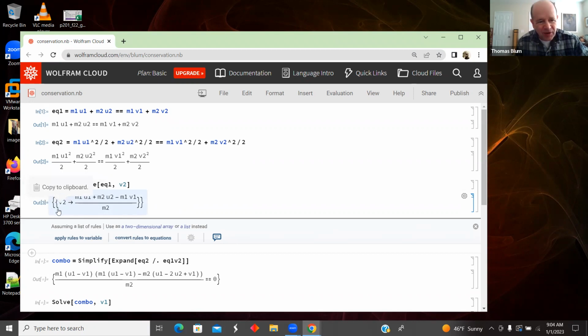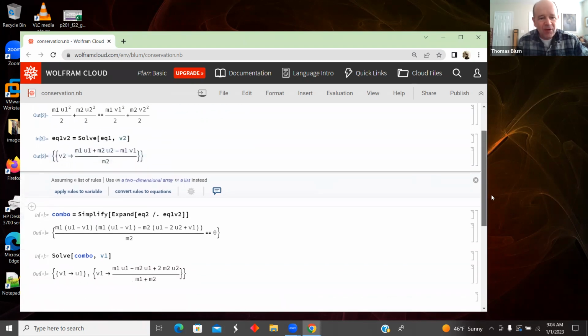So that's the double curly bracket notation that I'm solving. I could have solved for multiple variables, I could have multiple solutions. I have 1, so that's why double curlies with just one thing. So this is V2 in terms of the other variables.